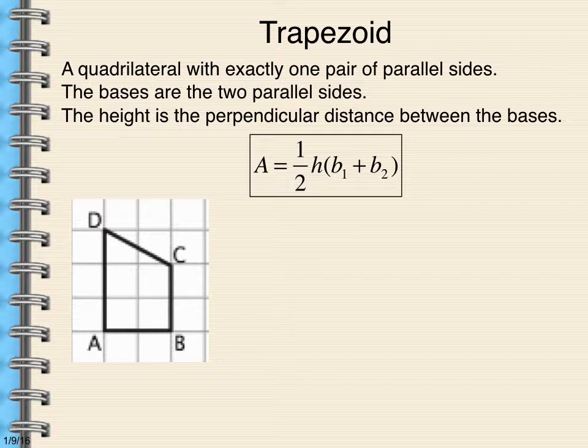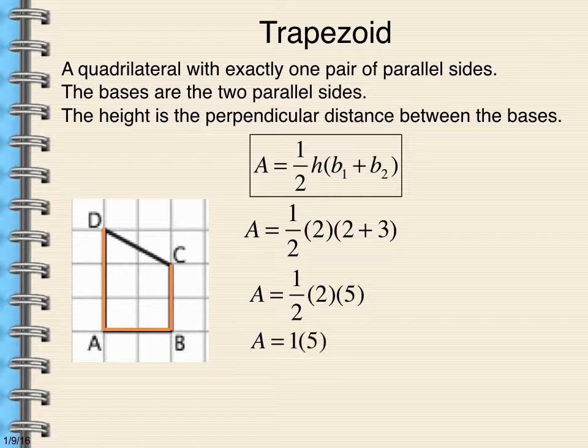What we want to do is, when we see a trapezoid, identify the bases. Here are my bases. From there, you can identify the height, the distance between them. So my height is 2 units. It's the distance from A to B. And my 2 bases are BC and AD. So we'll substitute in the measures and we'll work out the math. We'll do half of 2 is 1, and 1 times 5 is 5 square units.